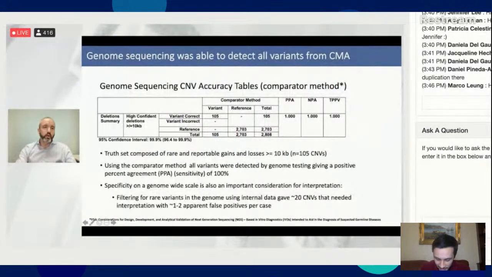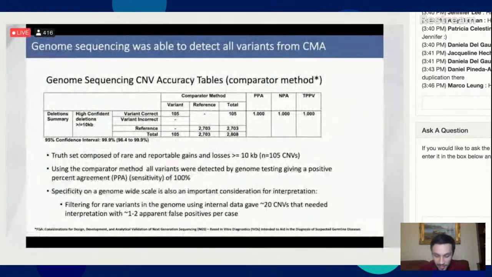And when we did this, we did an accuracy table using the FDA comparator method, or the method that's recommended by the FDA. So the true set was rare and reportable gains and losses greater than 10 kb in size. So we had 105 of these. So using the comparator method, all the variants were detected by genome sequencing, giving a positive percent agreement, or a sensitivity, of 100%. The other issue with this, of course, is specificity.